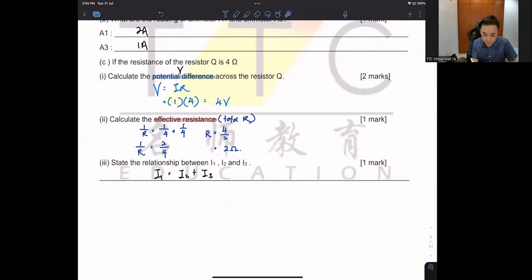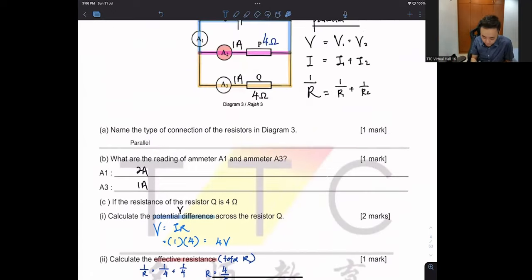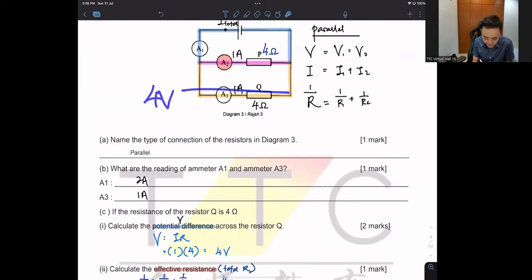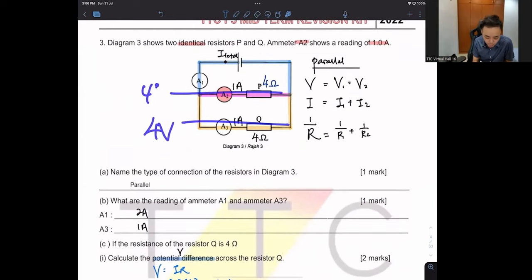That's why you notice one thing, right? The few things you probably need to understand is, number one, for parallel circuit, your voltages are the same. So multiple branches don't matter. If I found out here is 4 volts, that means I can say here also 4 volts. And we know that the battery must be 4 volts as well.